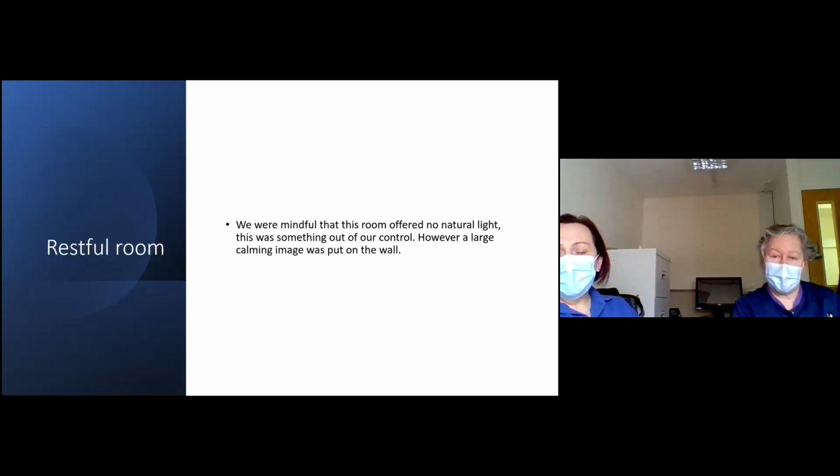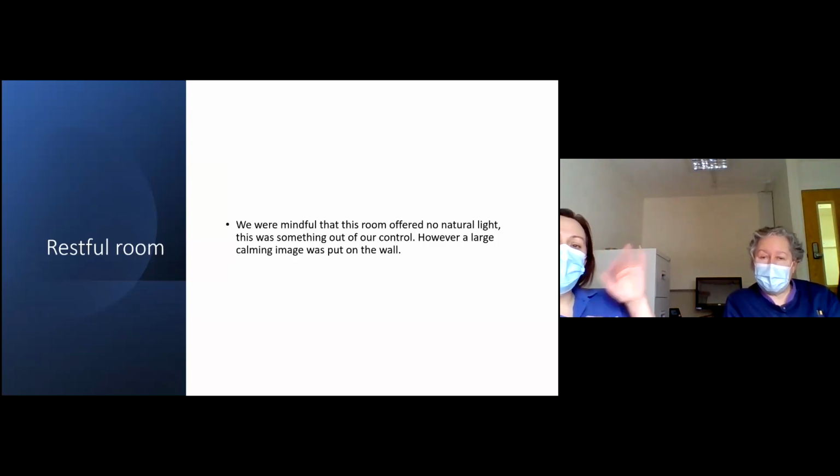We were also mindful that the room has no natural light, which a lot of rooms don't have when they're in the middle of ED or in big hospitals. However, I don't know if you saw behind the two chairs, there's a calming image on the wall, and that gets replaced regularly. It's very calming. There's no wording or anything on there. It's just a calming picture.